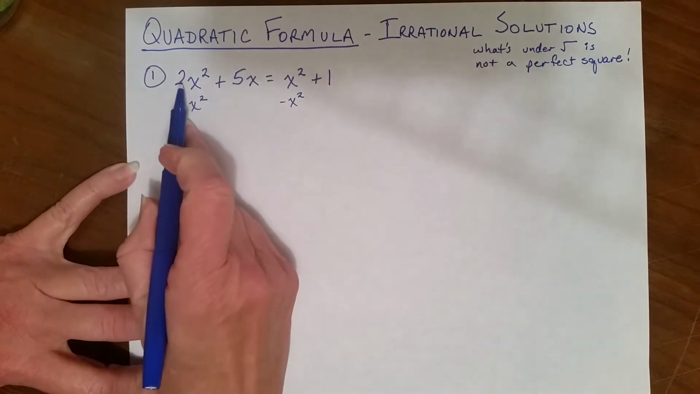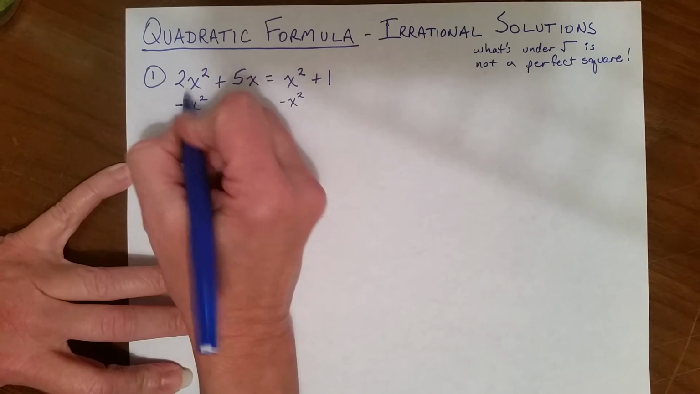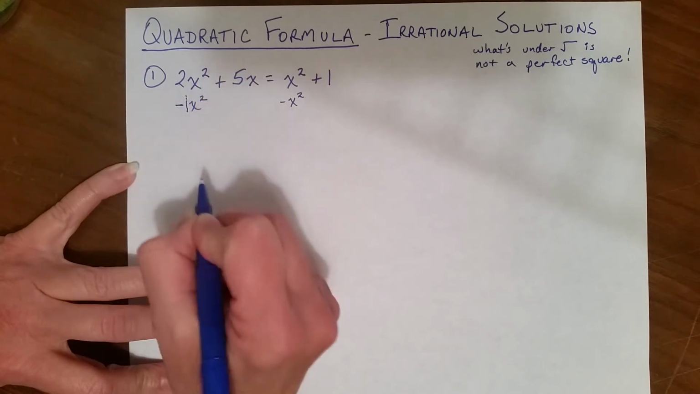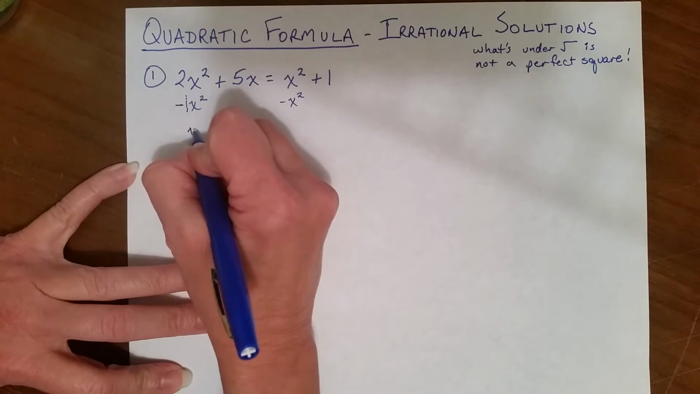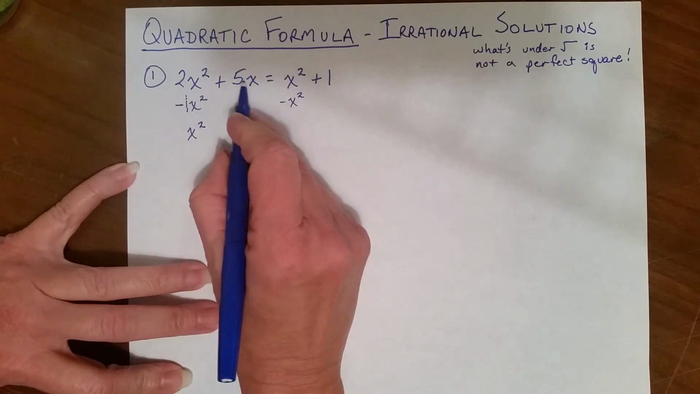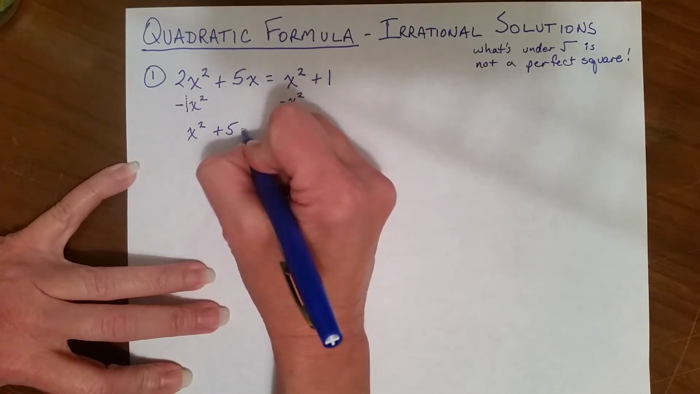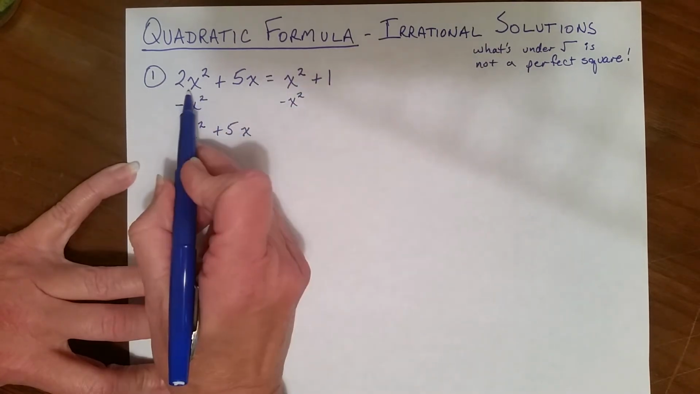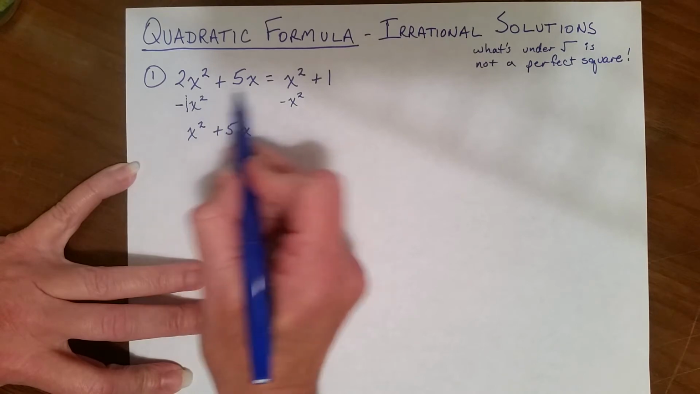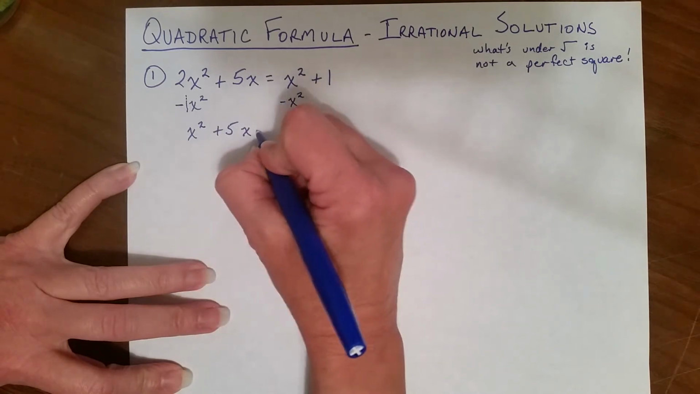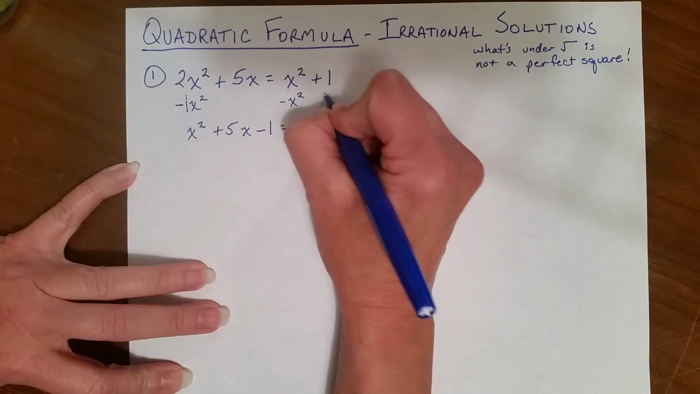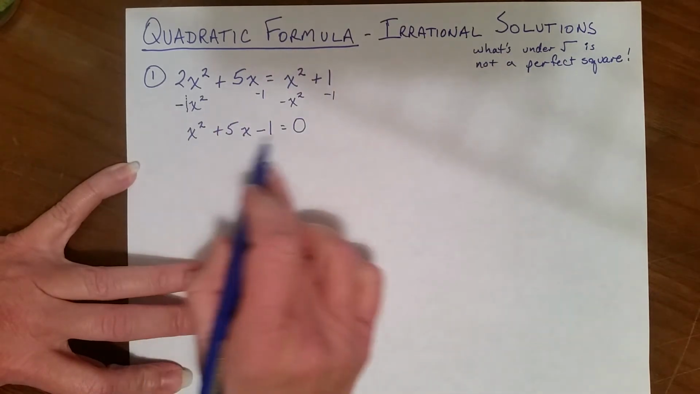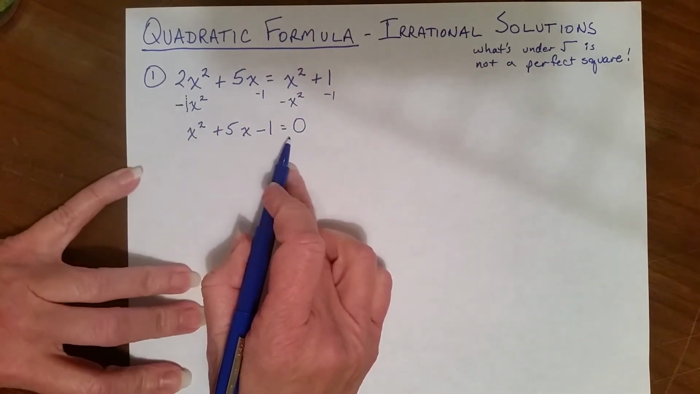Now remember, this is 2 minus 1. So 2x squared minus 1x squared, there's an understood 1 there, is just 1x squared. And then I have the plus 5x. Now I need to move this 1 over here as well. There's no constant term to subtract it from, so I'm just going to have a minus 1 to move this guy over, and that'll equal 0. So this is now my quadratic in standard form.